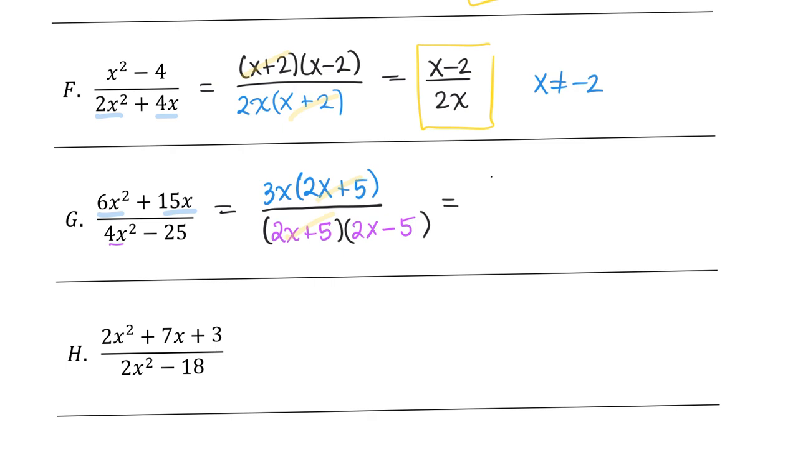And sometimes, if you do one part of the fraction, it'll give you a hint on the other part. So 3x is left, 2x minus 5 is left. Okay, now I'm going to do my domain restriction. This one's going to be a little trickier. Okay, so what did I cancel? I canceled 2x plus 5.